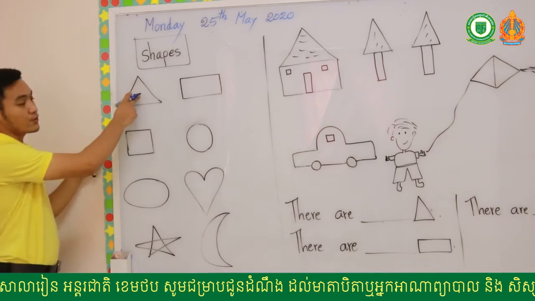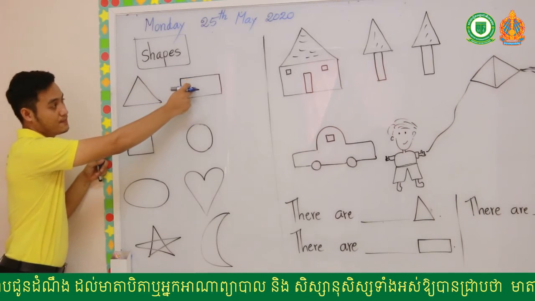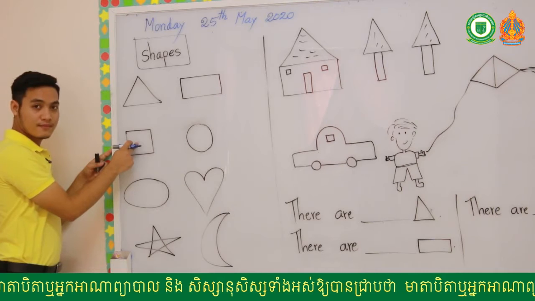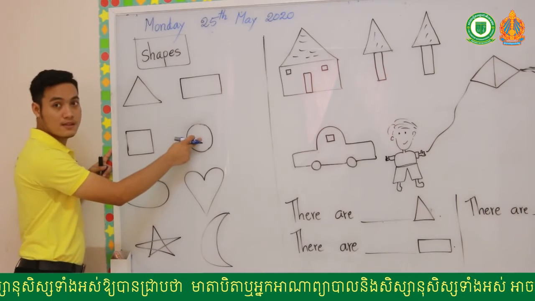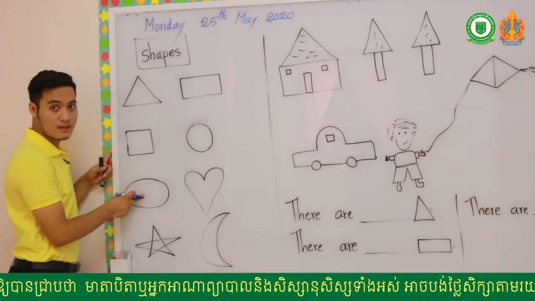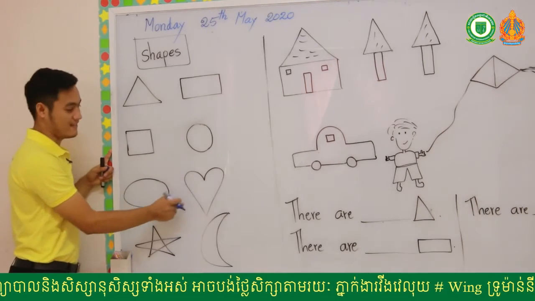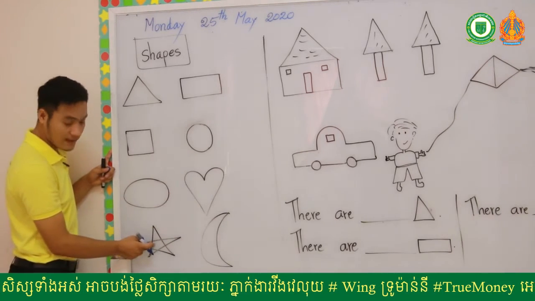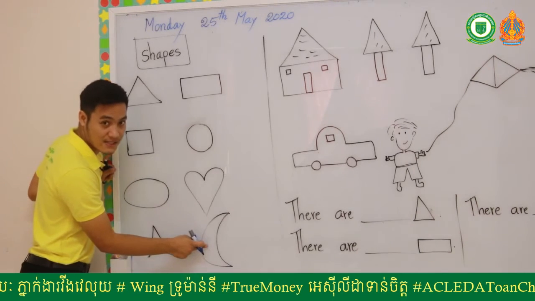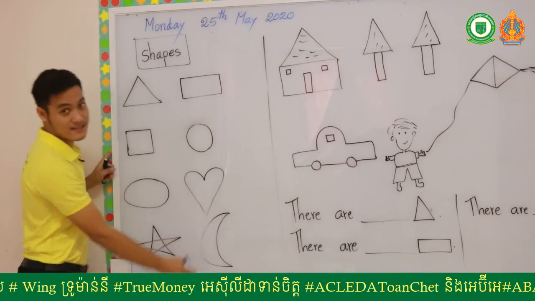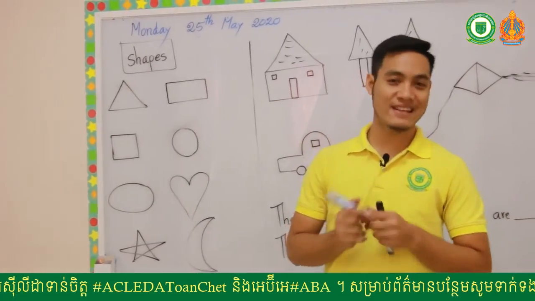Okay, repeat. Triangle. Rectangle. Square. Circle. Oval. Heart. Star. Crescent. Okay. Very good. I'm sure that you read this at home.